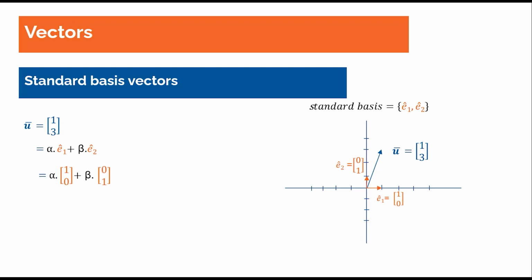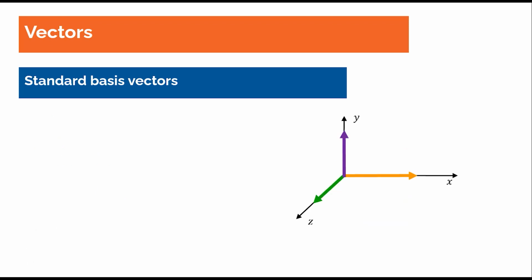Again, we need to find alpha and beta. But this time, because of our basis vectors, computations are much easier, as you can see. Alpha is the first coordinate of u and beta is the second coordinate. Now let's take a look at the properties of standard basis vectors.